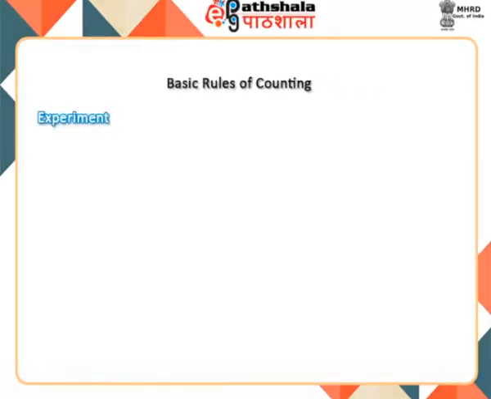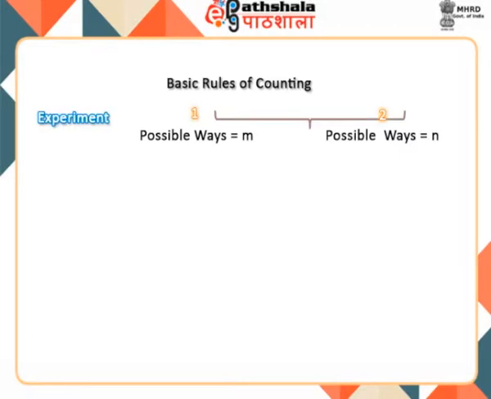The counting of the number of outcomes of an experiment will be fundamental to the study of probability. The basic rule states that if one experiment can result in m possible ways, and if another experiment can result in n ways, then the two experiments together can be performed in mn ways.